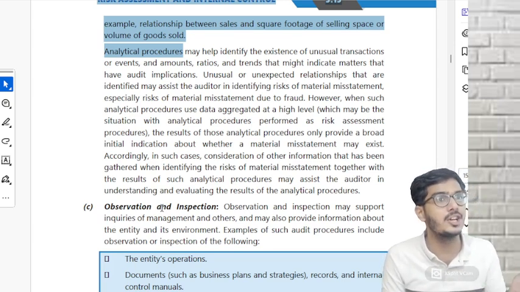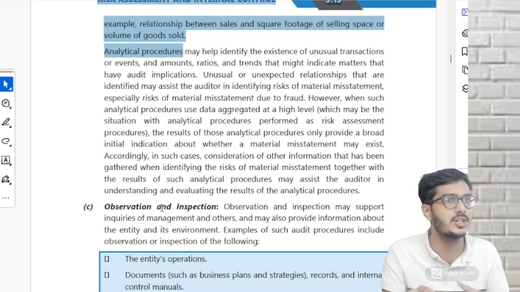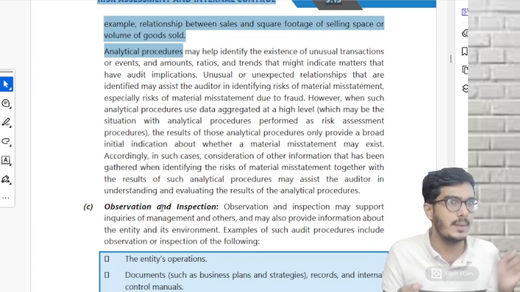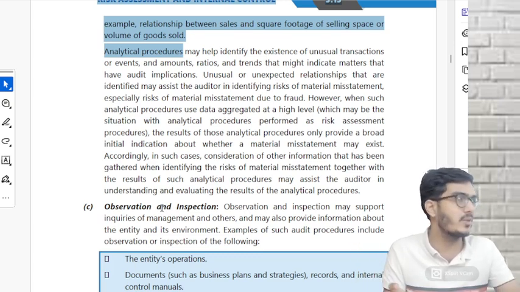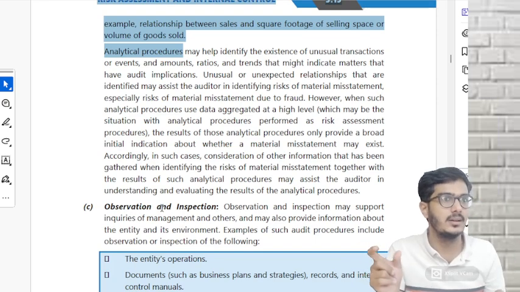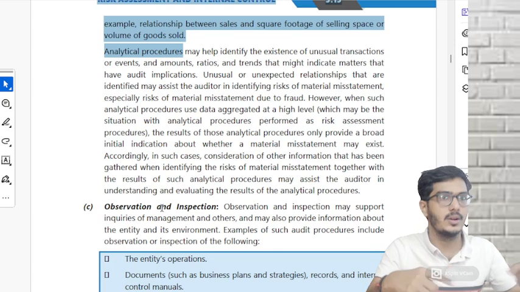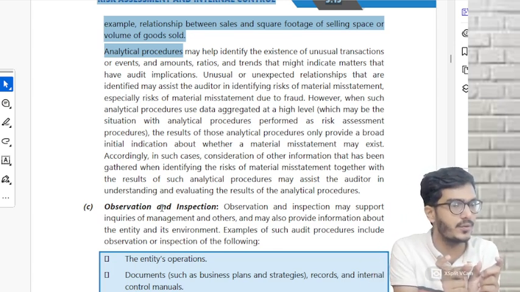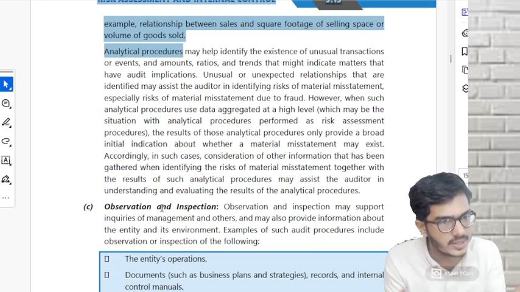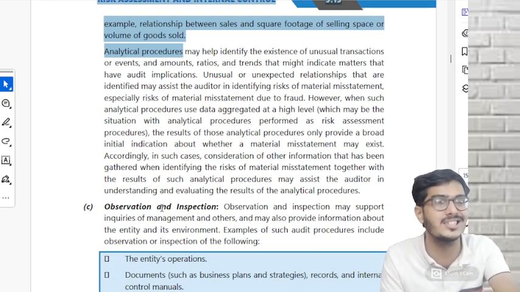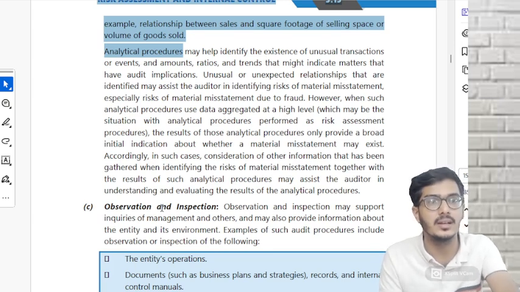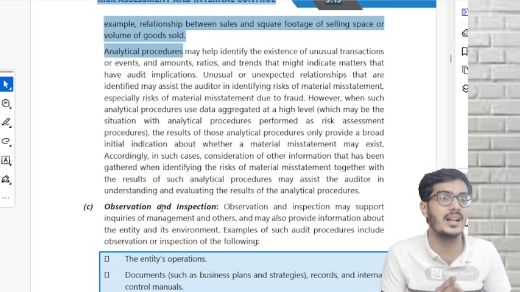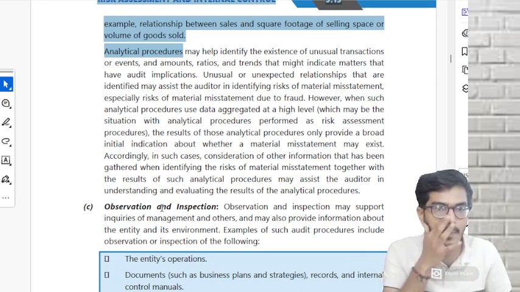What is the other part? Relationship, between financial and non-financial data. I gave you various examples also. Number of employees is non-financial, salary paid is financial. Rent square feet is non-financial, rent paid is financial. You can make a relationship out of it, no? So all those kinds of things, if you perform here as a risk assessment procedure, will be covered over here. There is a full-fledged essay on analytical procedures which we're going to do today, SA 520. Understood?